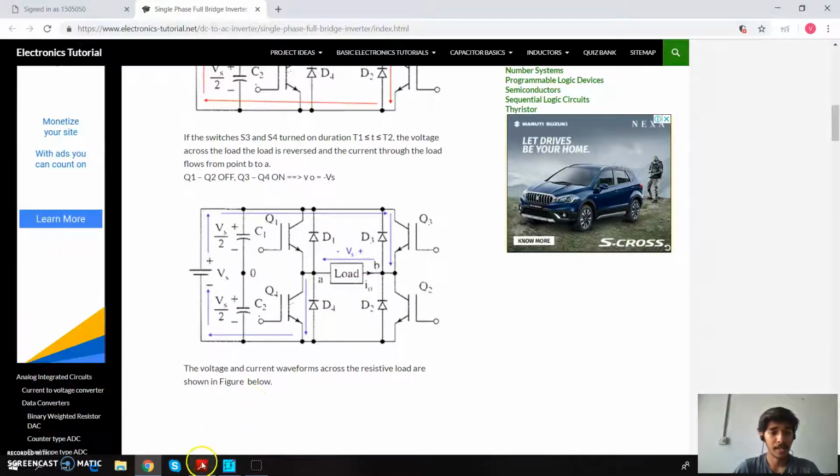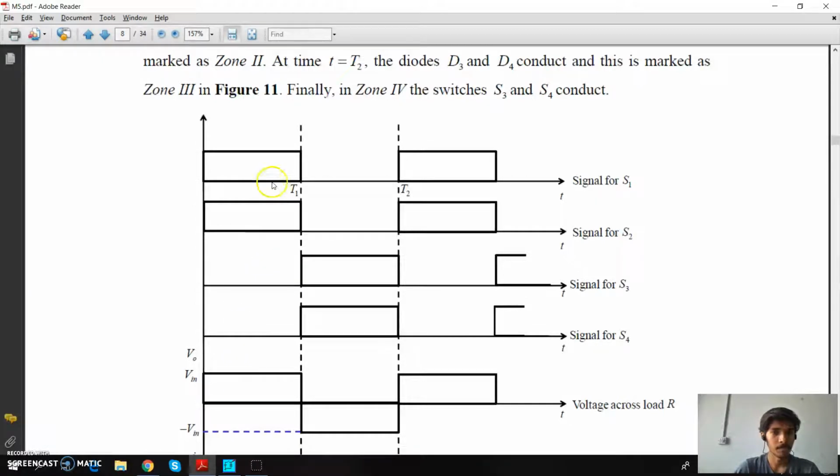Now, in this way, we will get the waveforms. Let us observe the waveforms. Suppose these are the waveforms applied to the gate terminals of IGBTs Q1 and Q2. At that time, when the IGBTs Q1 and Q2 are made on, the gate signals of the Q3 and Q4 IGBTs are 0. And when these two are 0, these two are made on.